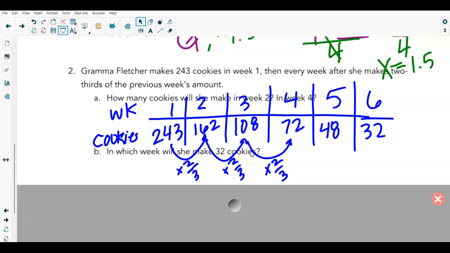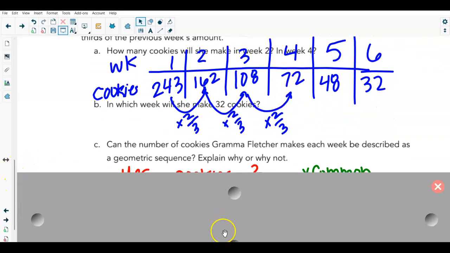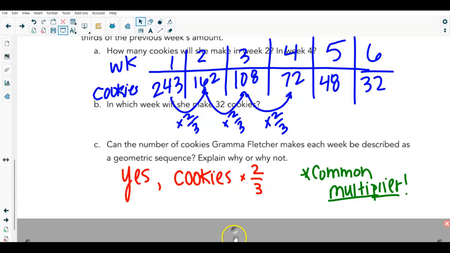When it asks about 32 cookies, now you're seeing in this bottom row when it gets to 32. So you'd have to multiply by 2/3 again. Multiply by 2/3 again, and we get to 32, so we would see in week 6. This is a geometric sequence because there's a common multiplier.